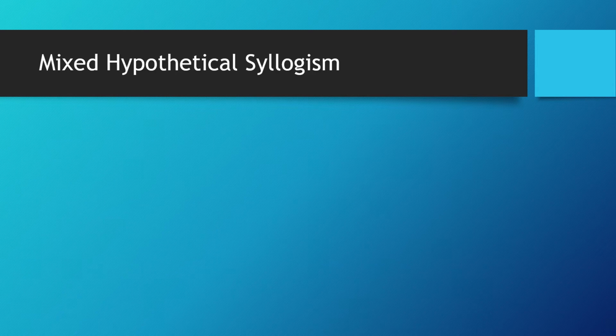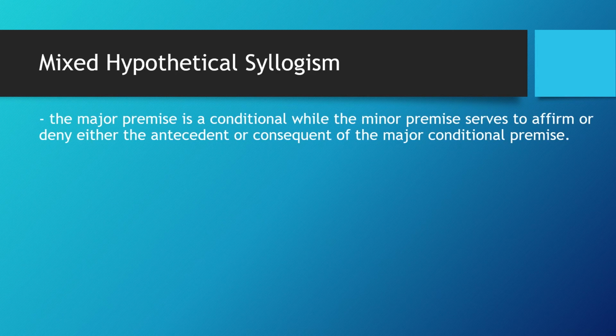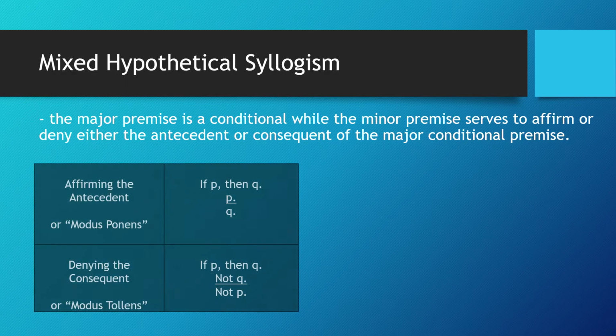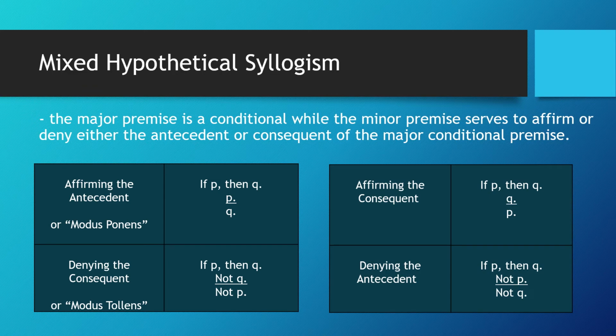In a mixed hypothetical syllogism, the major premise is a conditional, while the minor premise serves to affirm or deny either the antecedent or consequent of the major conditional premise. Here are four possible forms of such syllogism. You may pause this video and observe their patterns.